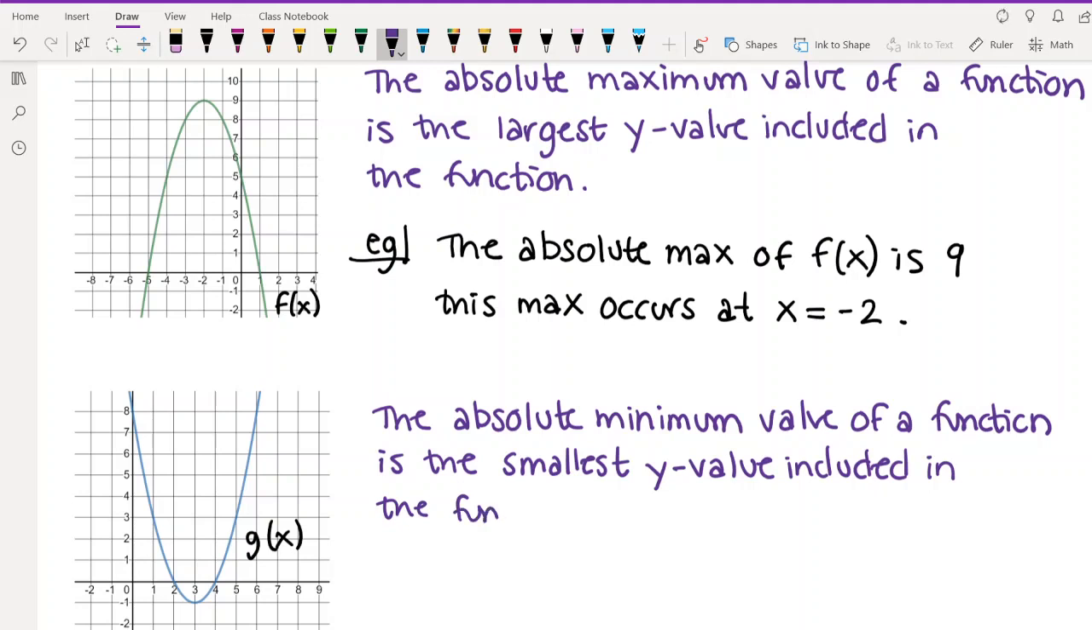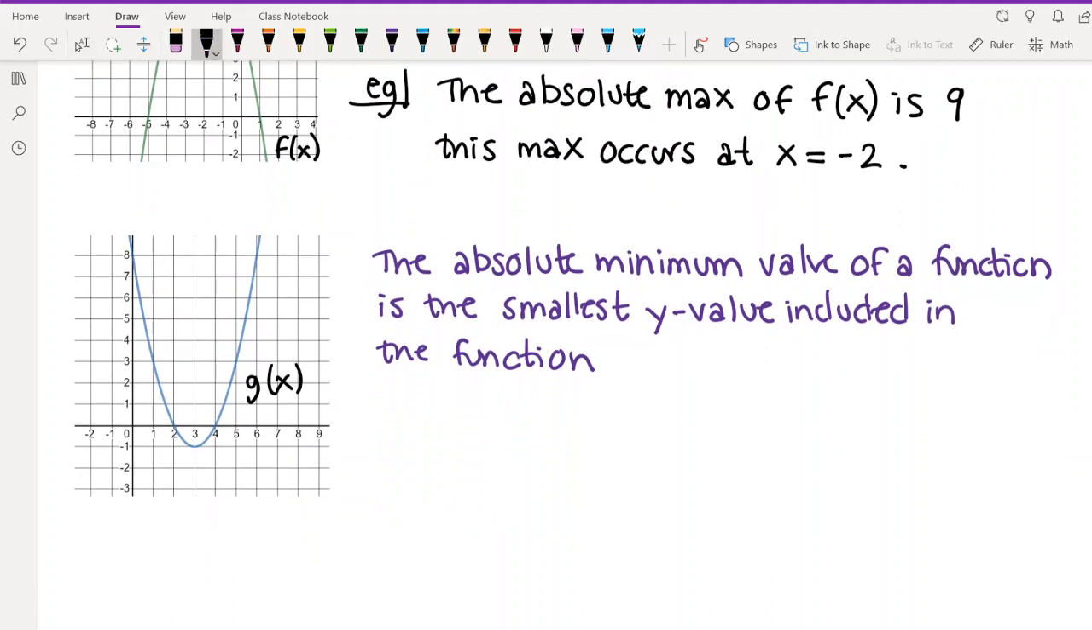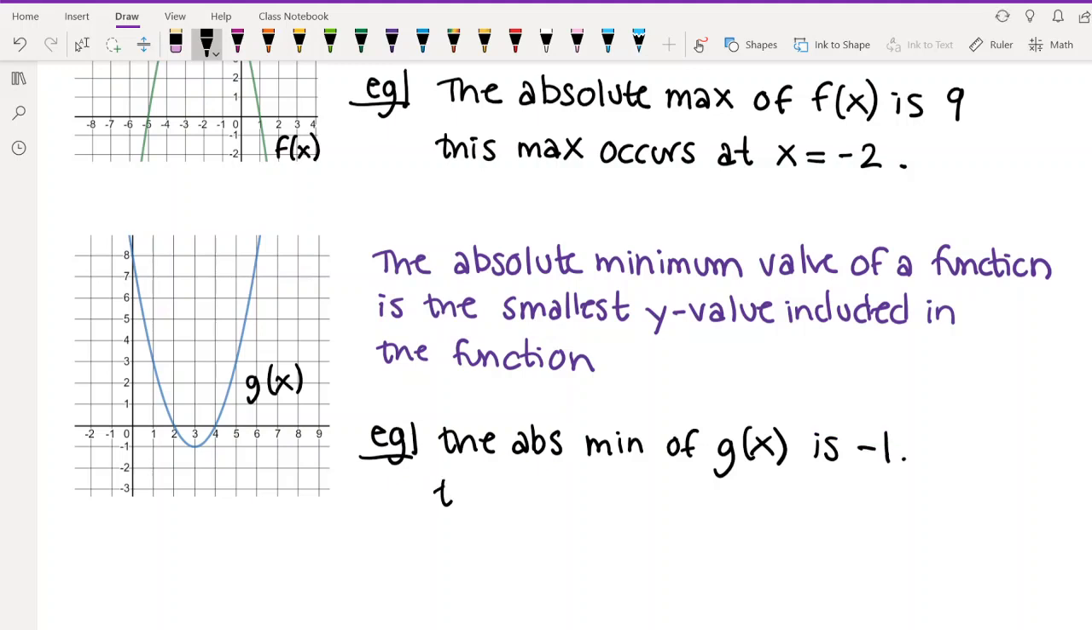So in this example, what would be the absolute minimum of this function g of x? Well, it would be -1, right? That's the lowest y value. And where or when does this minimum occur? Well, this minimum occurs at x is equal to 3, because that's the x value corresponding to that minimum y value.